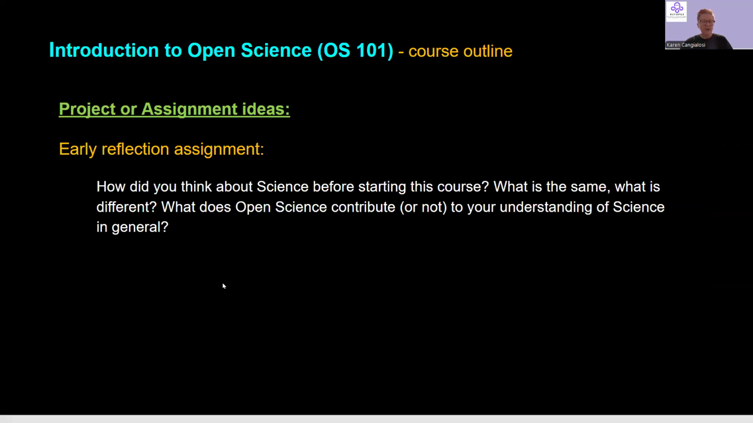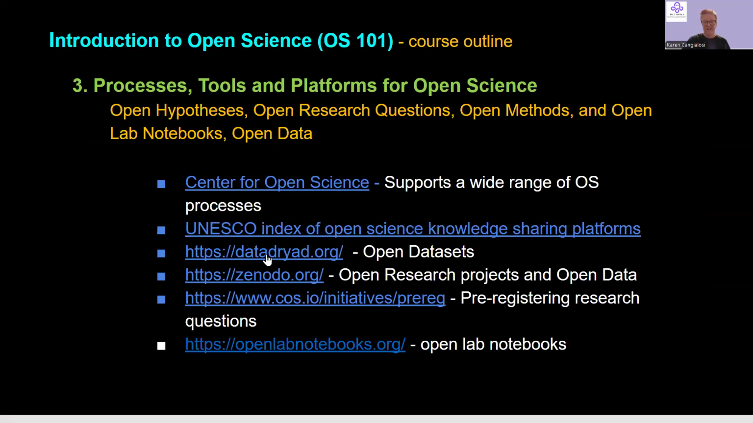And so one of the projects that could be an early reflection assignment, like how did you think about science before you started the class? What's the same, what's different, and what does open science contribute or not to your understanding of science in general? I think this could be a really good way to start. And then as we move more into thinking about processes, tools, platforms for open science, and get them to think about these pieces of open science, about open hypotheses and research questions, methods, lab notebooks, open data, to explore a range of platforms.